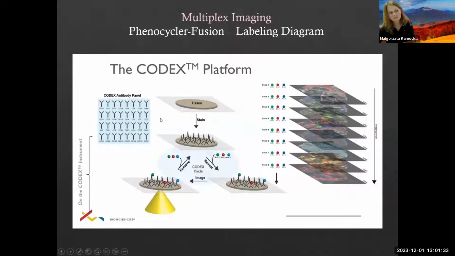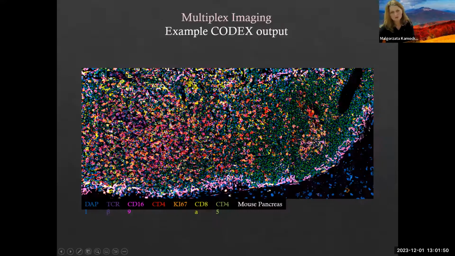All you need is a good Codex antibody panel, so this barcode technology is what you need to create the panel, or you can purchase it from the Codex website as well. They have many panels available for the tissue. And here is an example of the image. So it's a multicolor image, many different antigens can be labeled in the same tissue.